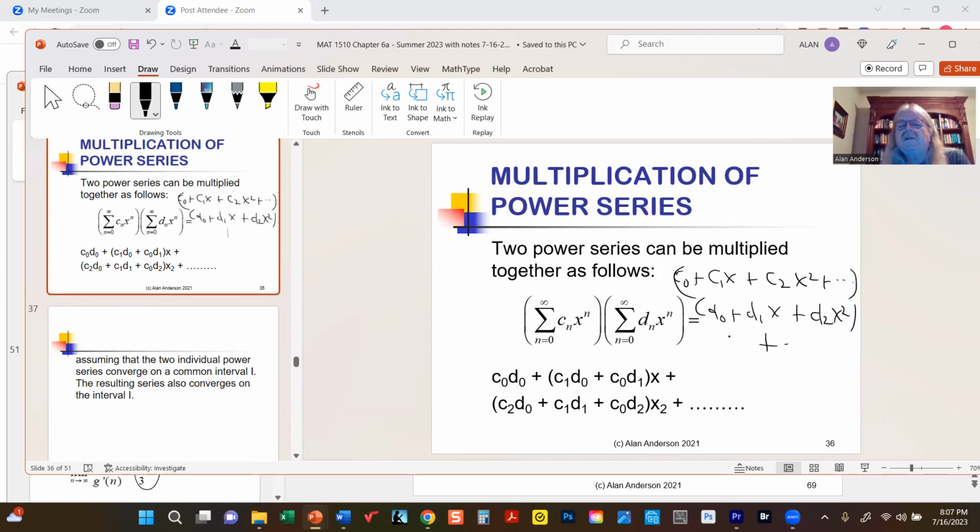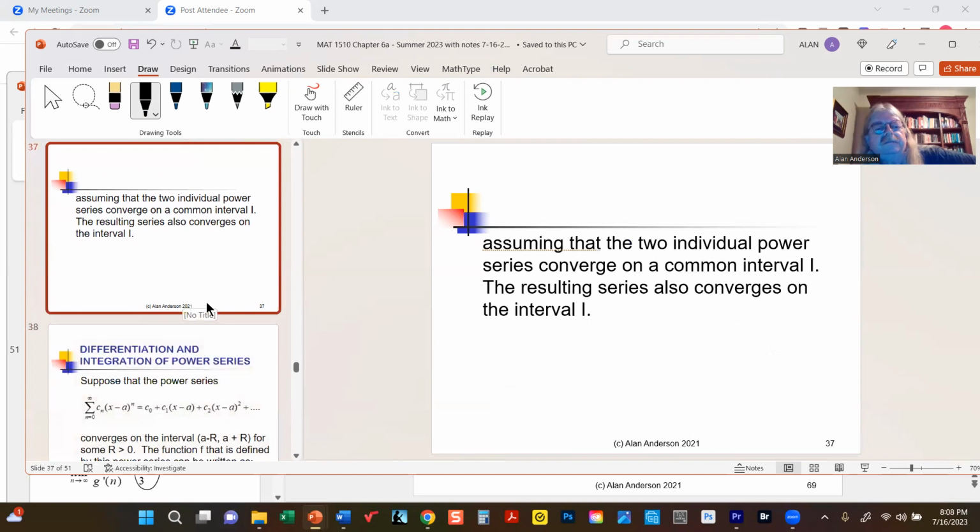So in other words, you're going to get a lot of cross product terms in here. This is why it looks a lot more complicated, because if you multiply these, you're going to end up with these two terms for x, and then you'll get three for x squared, and it'll continue to expand. But you can only do this if they converge within the same interval.